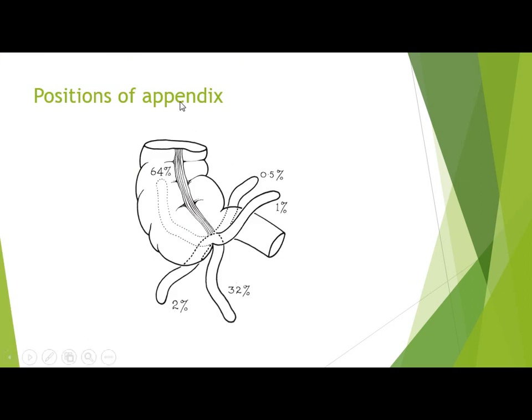The position of the appendix is variable. The most common ones are the retrocecal and the pelvic, and this is pre- and post-ileal. Keep in mind, retrocecal is the most difficult one to be visualized by ultrasound, and it's the most common location of the appendix. So that's why ultrasound is not that easy to diagnose appendicitis, because most of them are retrocecal.